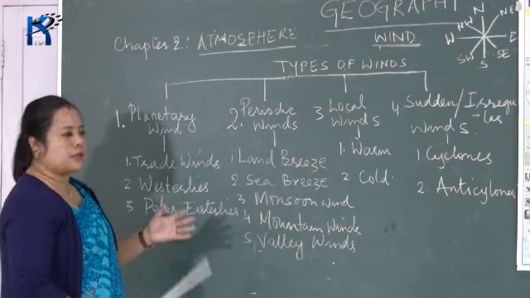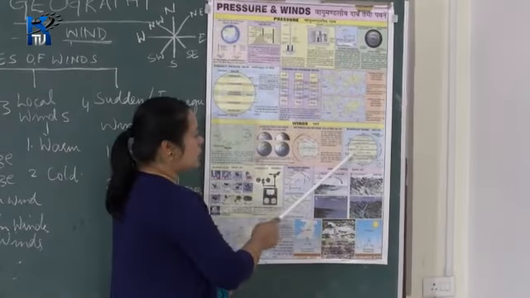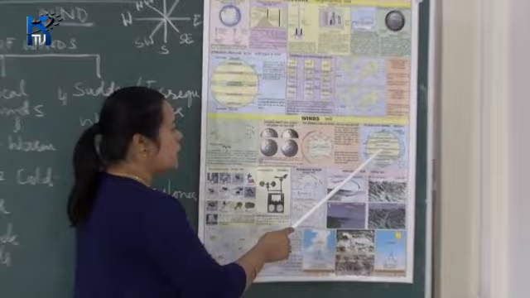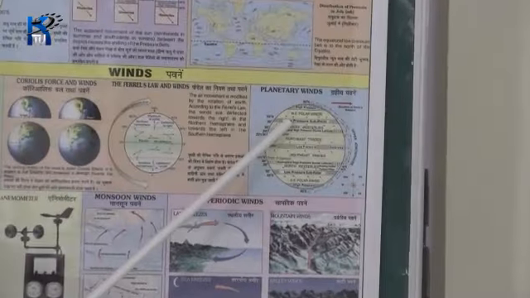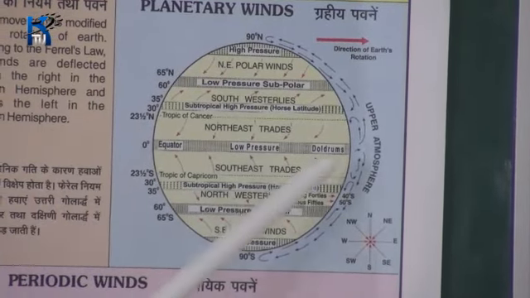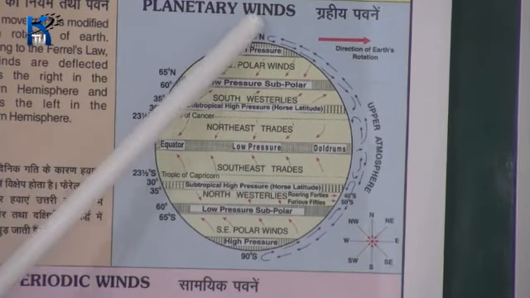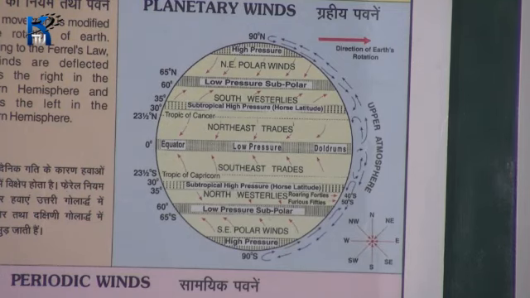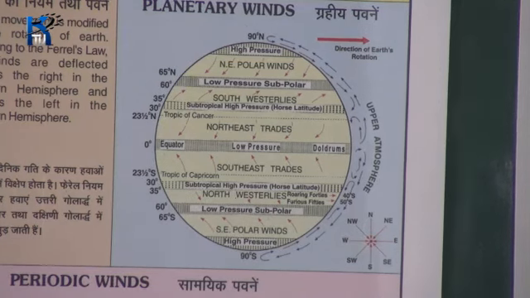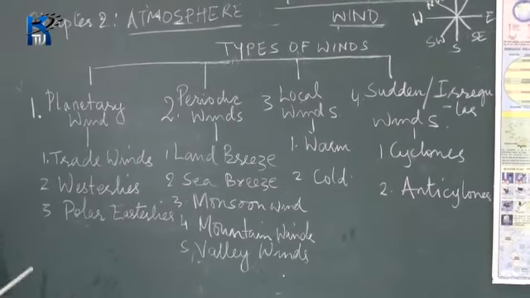Because of these differences in air temperature, pressure belts are created, like alternate bands of low pressure and high pressure, again low pressure and high pressure. So these pressure belts result in the formation of planetary winds. These planetary winds are the permanent winds. They blow from one particular direction all throughout the year. Like I told you, the trade winds, westerlies, and polar easterlies. These 3 types of winds, we discuss one by one.